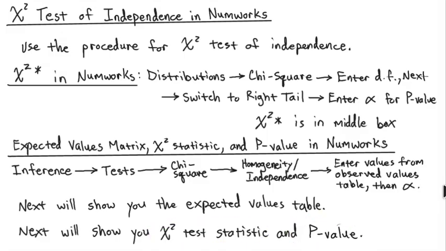It'll actually also give you the degrees of freedom, but by this point we already needed the degrees of freedom to get our critical value for the chi-square, okay? So you can see that we can get everything that we need for our test statistic pretty much from the Numworks calculator. So what we're going to do right now is an example.